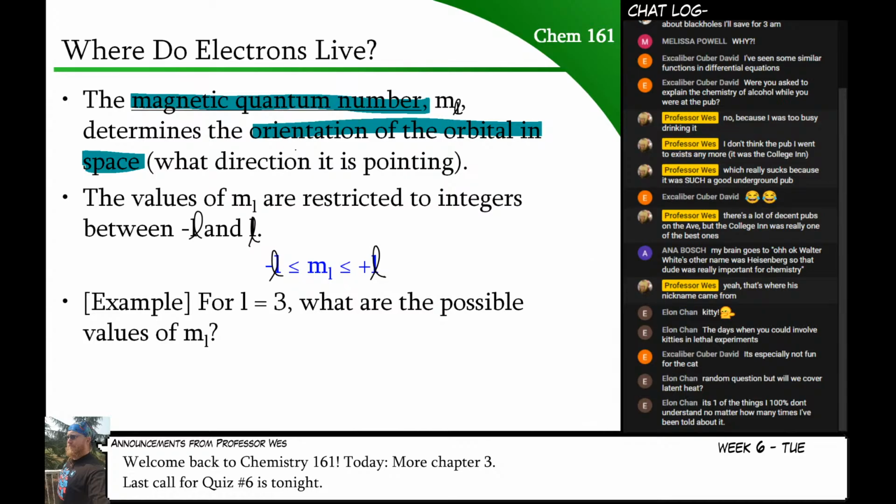All right. Let's suppose that I have L equals 3. What are the possible values of M sub L? And so that would be -3, -2, -1, 0, +1, +2, +3. And you could do this for L equals any number. If L was 5,400, then the possible values of M sub L would be -5,400, -5,399, ... +5,399, +5,400. You just do every integer between the two.